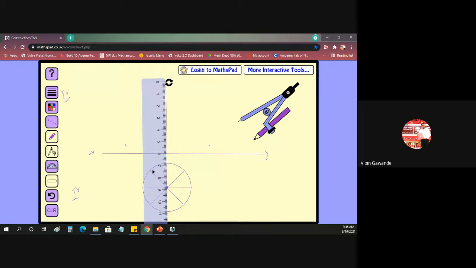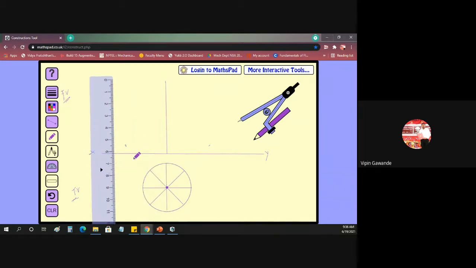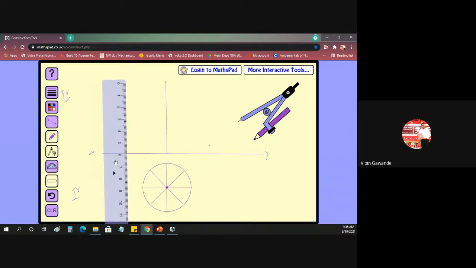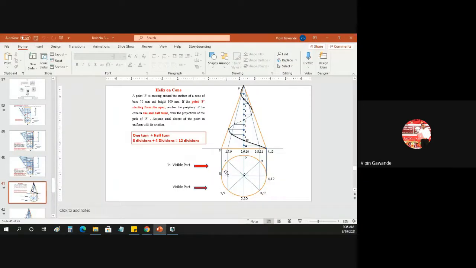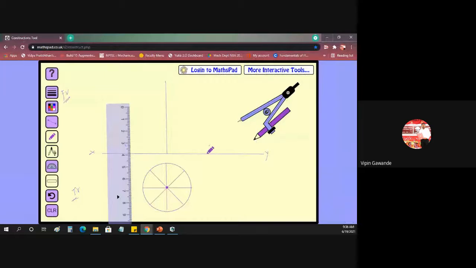Okay, so this is 60. Now here we know that the front view of the cone is a triangle. So we don't have to take all the lines vertical. We have to transfer all these projections up to the XY line only, in the case of the cone.